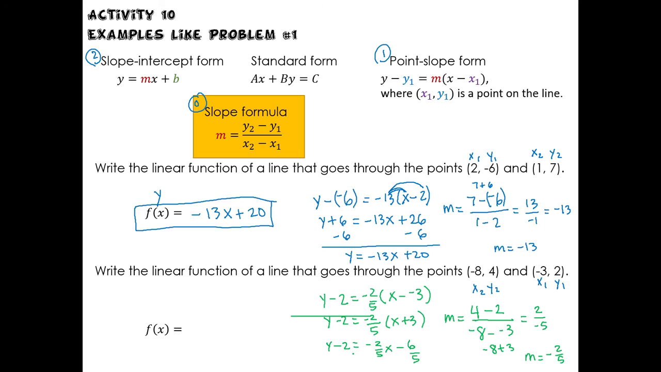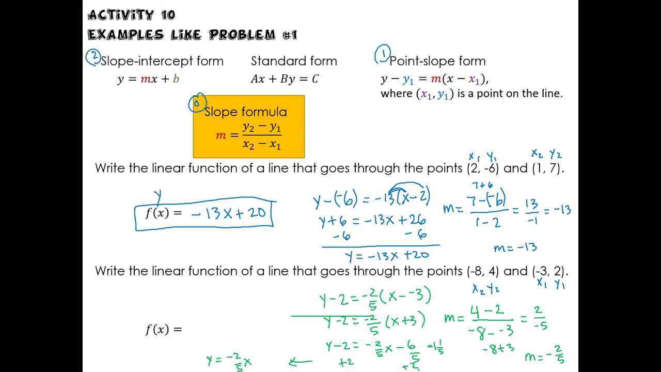All right, and we're so close. All we need to do is just add 2 to both sides. So plus 2, plus 2. Running out of room, I'm just going to move it right over here. So what we have is y is equal to negative 2/5 x. And then negative 6/5, remember that's the same thing as negative 1 and 1/5, right? Because 5 goes into 6 one time with a remainder of 1/5.